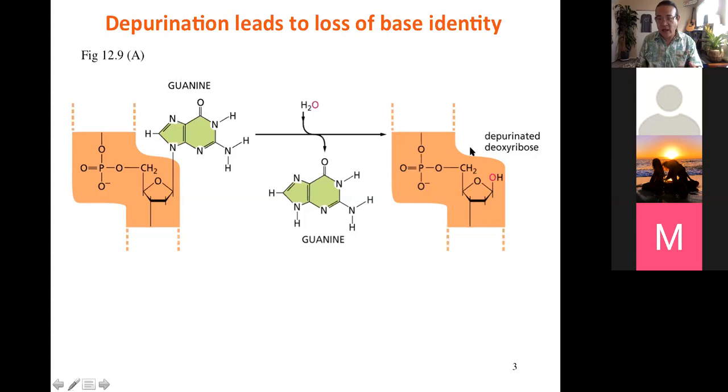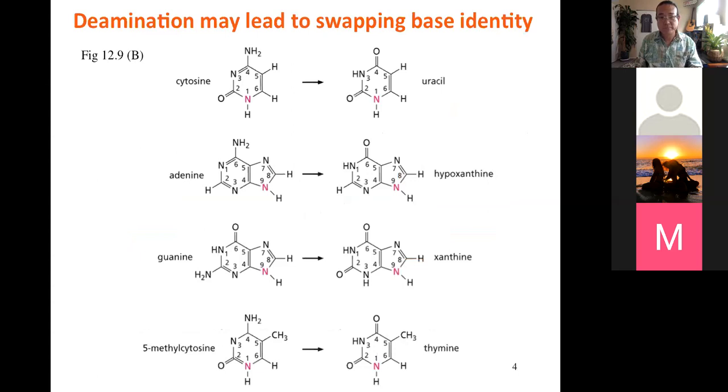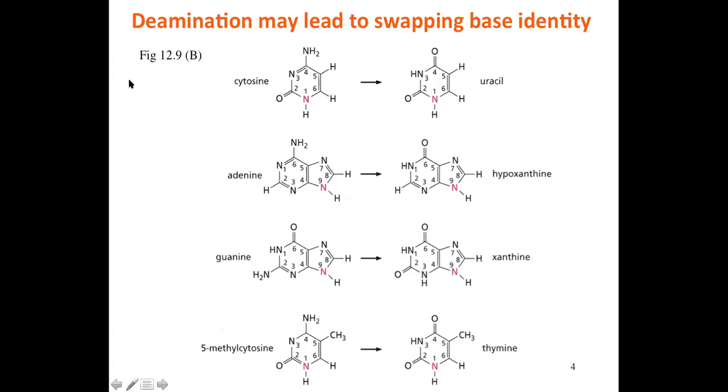So how frequently does this happen? It happens a lot. So it's estimated that about 10,000 purine bases are lost in one copy of the genome per cell every single day. Right? So by the end of today, a given cell in your body, especially if we're talking about a fully differentiated cell, will have lost 10,000 purine bases randomly across its genome just by you getting through another day of your life. Right? Another thing that can happen is you may end up with situations where you deaminate the nucleotide.